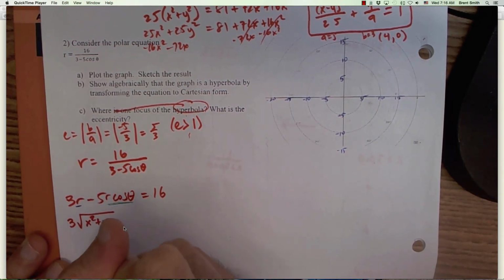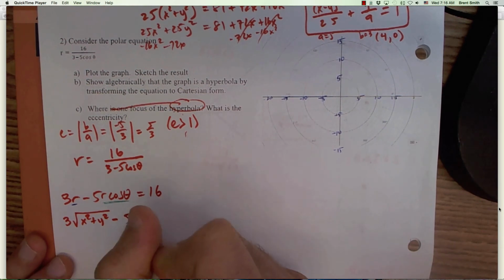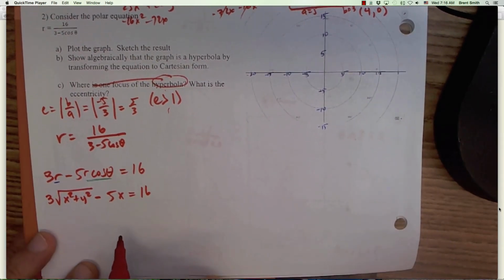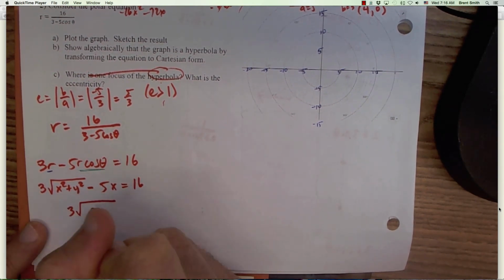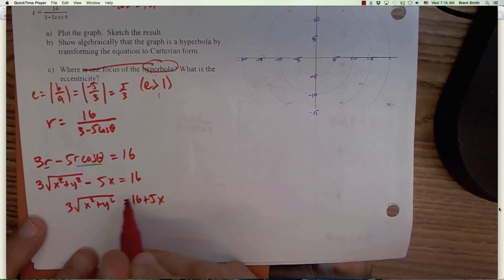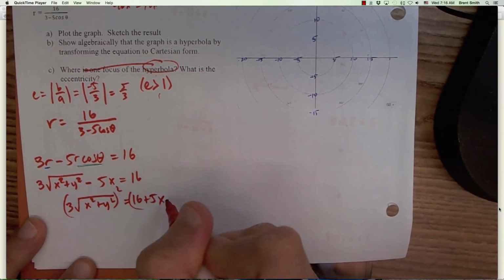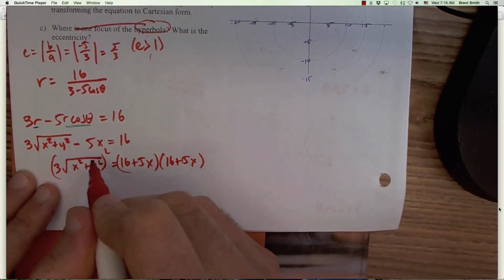So 3 times the square root of x squared plus y squared, minus 5x, equals 16. Again, we're going to square this, so let's move this over here. So 3 times the square root of x squared plus y squared equals 16 plus 5x. I'm going to square both sides. I like to write it out so I don't make a mistake like I did when I was practicing this. That's 9 times, this whole thing is going to lose its square root when I square it, so it's 9x squared plus 9y squared.